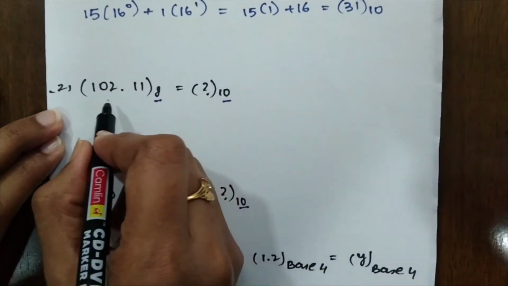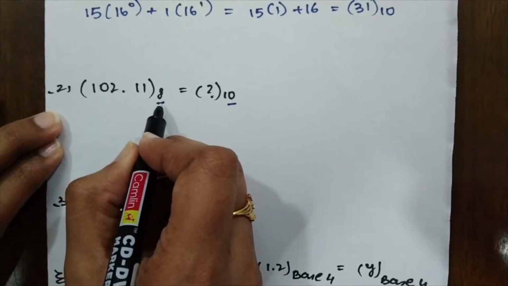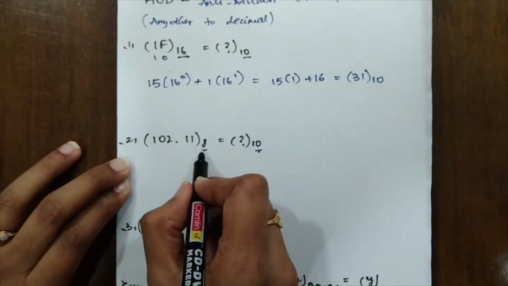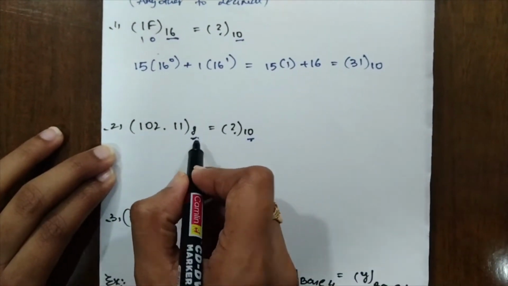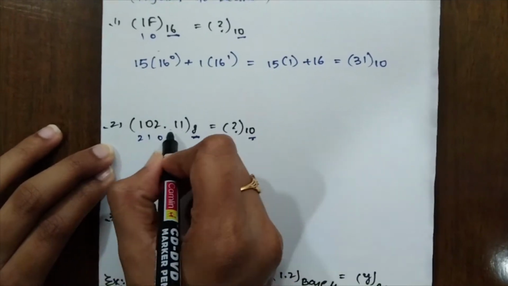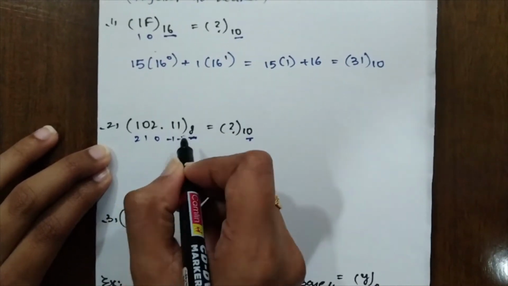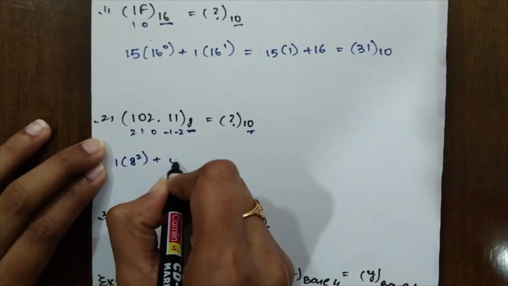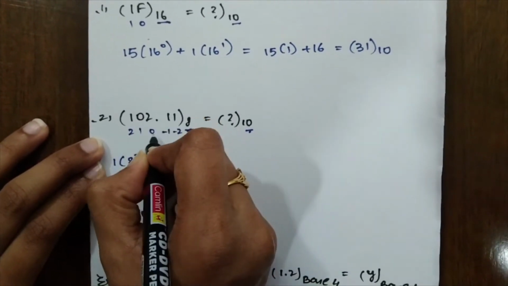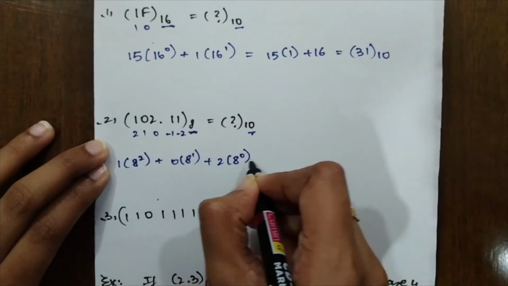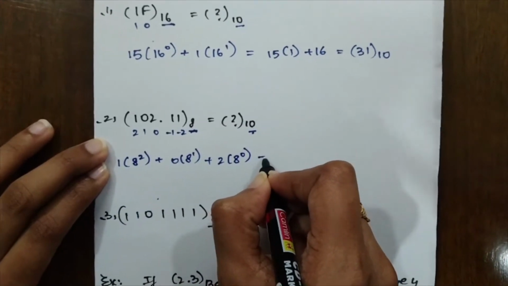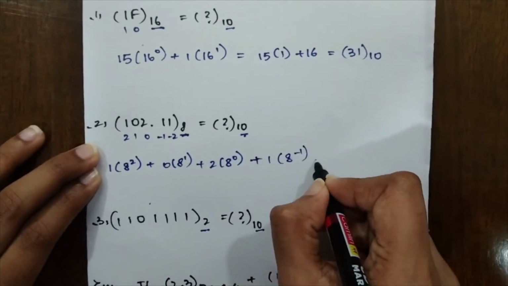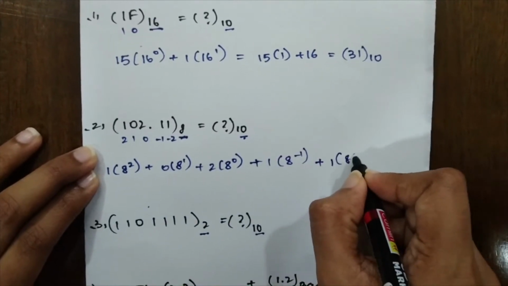Now let's get into the other example. 102.11 in octal to its decimal. Any other to decimal, again anti-division, which is multiplication. With what will we be multiplying now? With the powers of 8. So 0, 1 and 2, and after the decimal point, it will be minus 1 and minus 2. So 1 into 8 square plus 0 into 8 power 1 plus 2 into 8 power 0, plus again 1 into 8 power minus 1 plus 1 into 8 power minus 2.